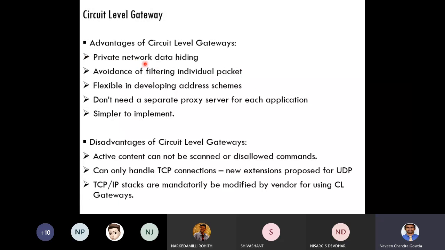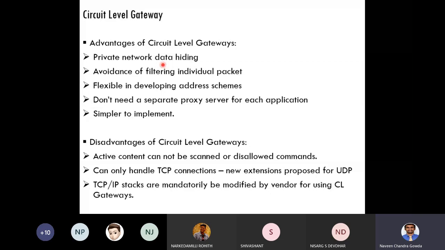Next, flexibility in developing address schemes. In what sense is it flexible in developing address schemes? I'm talking about the circuit level gateway. The circuit level gateway doesn't bother about which node the traffic is coming from, or which port address it is coming from.